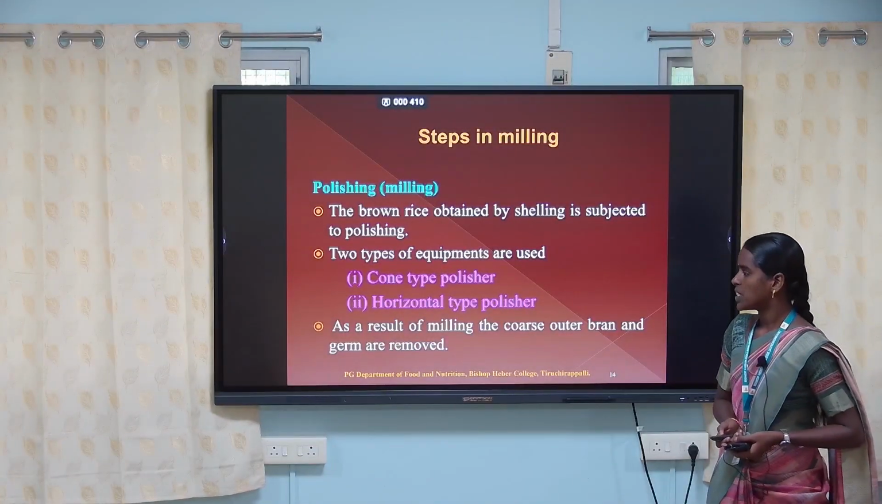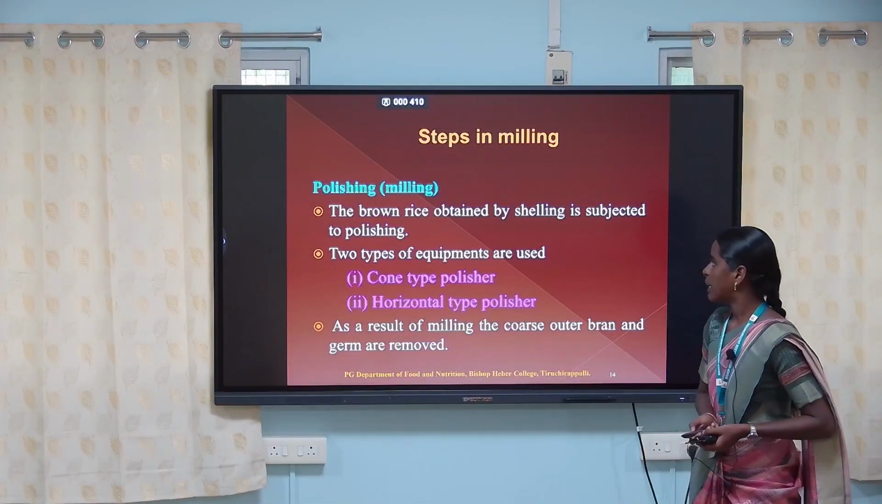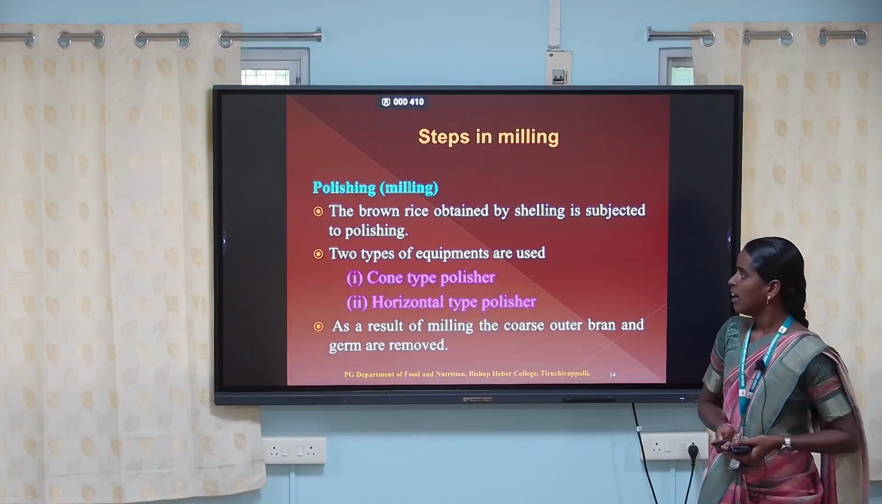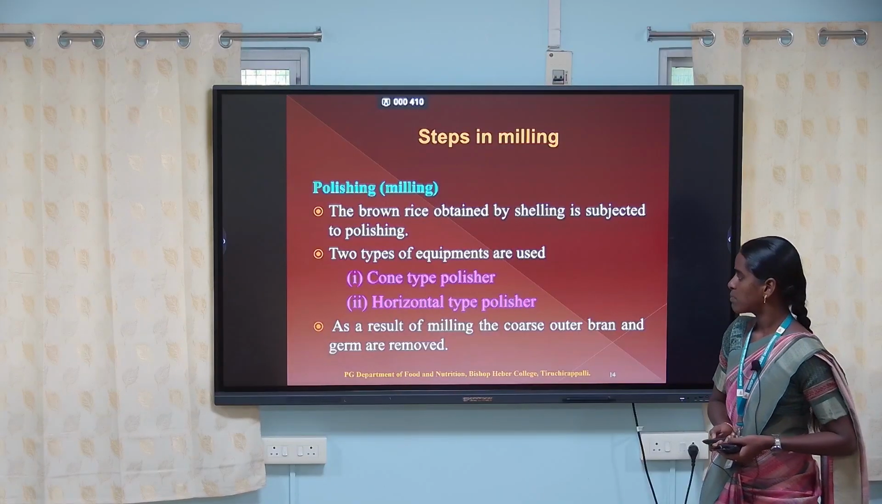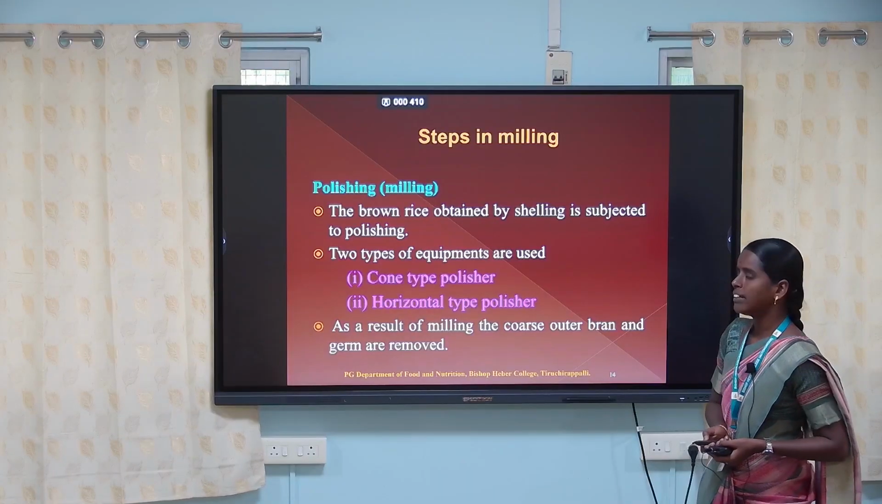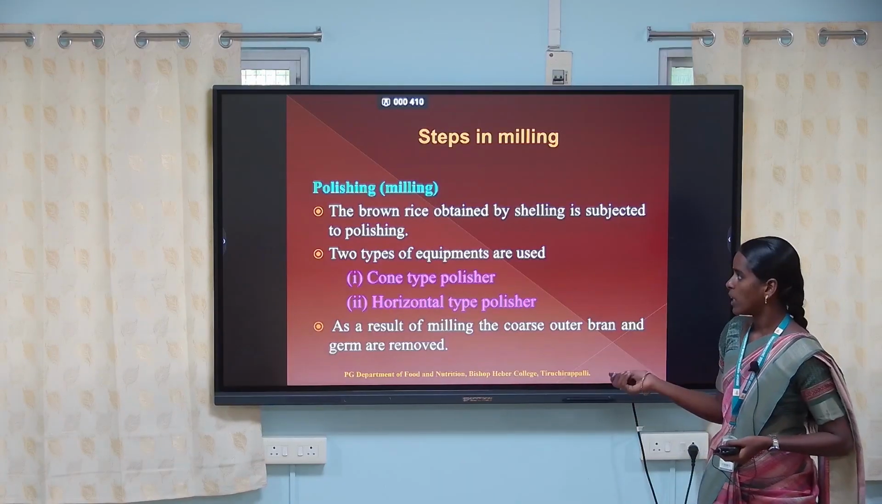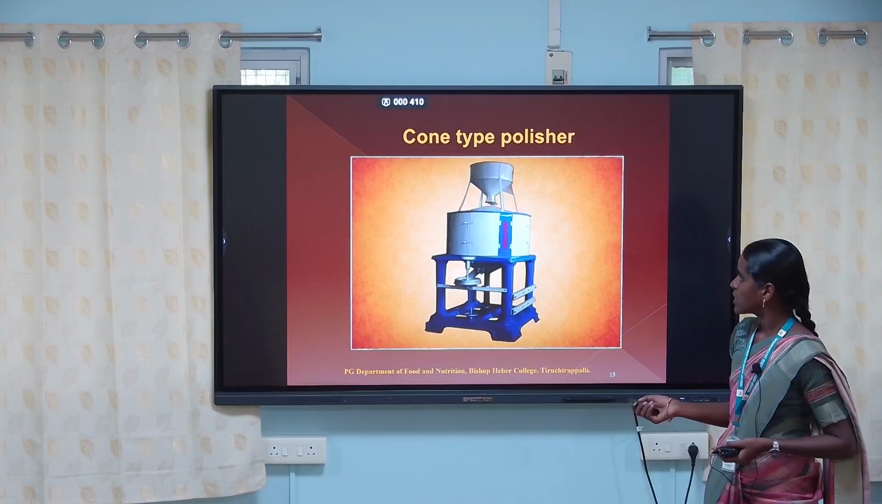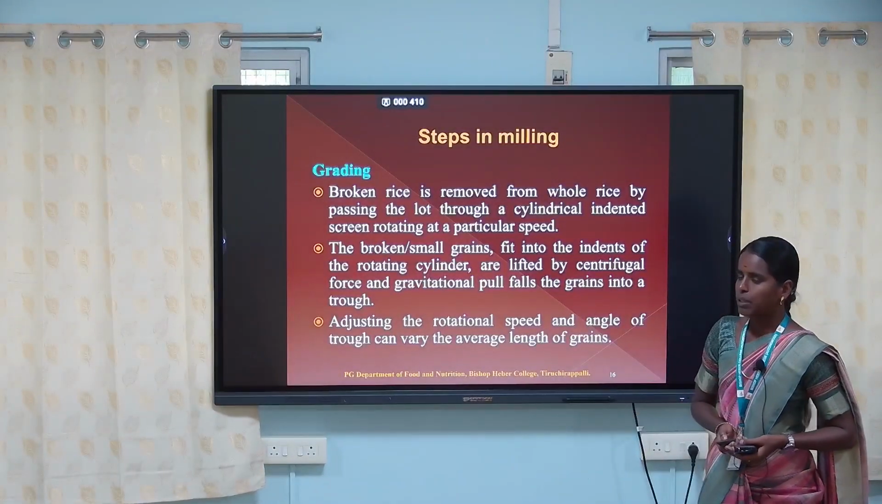The next process is polishing or milling. The brown rice obtained by shelling is subjected to polishing. Two types of equipment are used: the cone type polisher or the horizontal type polisher. In milling rice, the coarse outer bran and germ are removed during the polishing process. This is the cone type polisher. And next is the grading process.